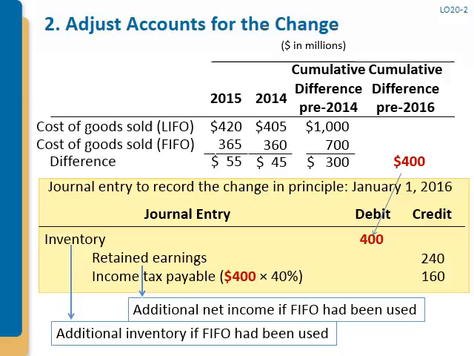Retained earnings must be increased also, but by only 60% of the amount because income taxes would have been higher by 40% of the change in pre-tax income. Notice that income tax effects are reflected in the income tax payable account. The reason is that, unlike other accounting method changes, the Internal Revenue Code requires that the inventory costing method used for tax purposes must be the same as used for financial reporting.